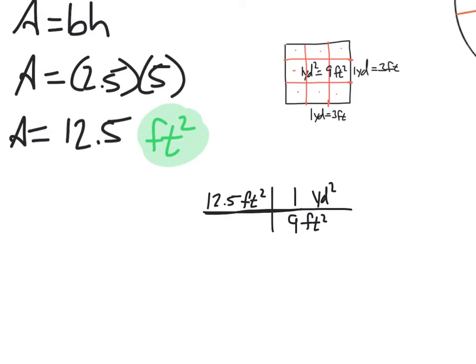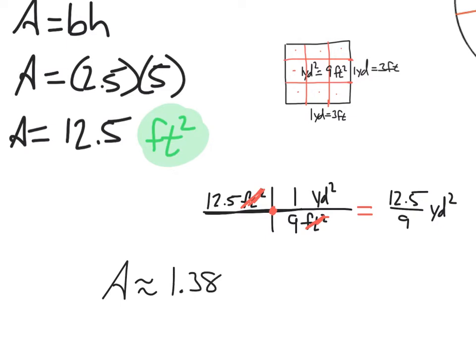And so now, this is no different than just multiplying 2 fractions. That's really all I'm doing here. And so square feet on top cancels with the square feet on the bottom, which leaves me with 12.5 over 9 square yards. So I know I need to divide 12.5 by 9, which tells me my area is approximately, I believe, 1.38 square yards.